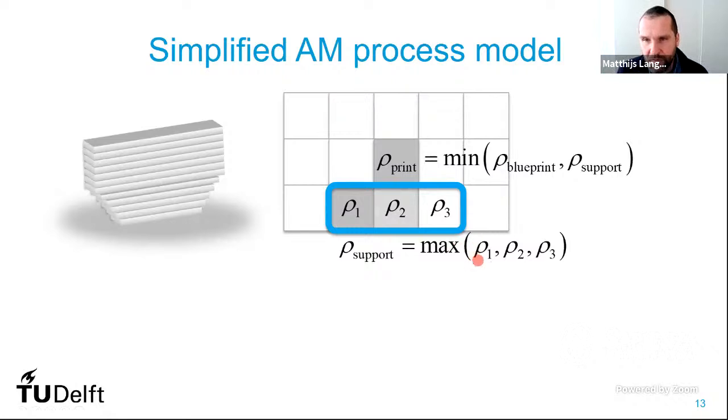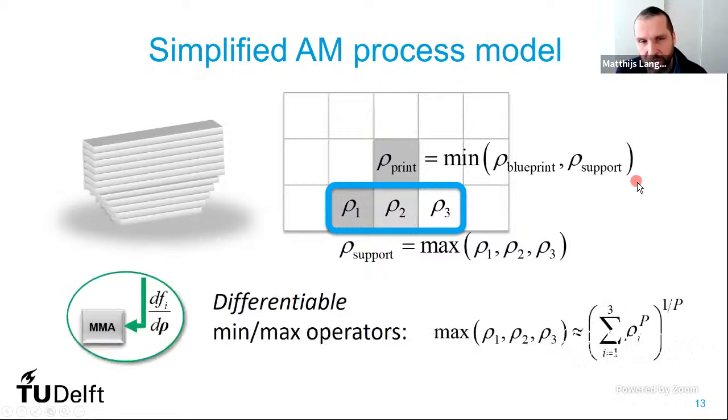And this is actually two statements: the maximum of these three densities, and then taking the minimum of that result and the given blueprint density. And that gives us the value of the as printed material, you could say. So this is a very basic and simplified process model. There's no mechanics or thermal simulations involved, but it allows us to detect or actually eliminate regions that are overhanging.